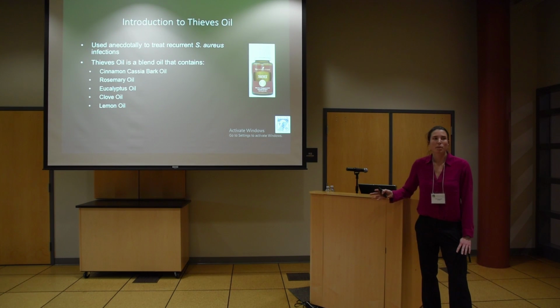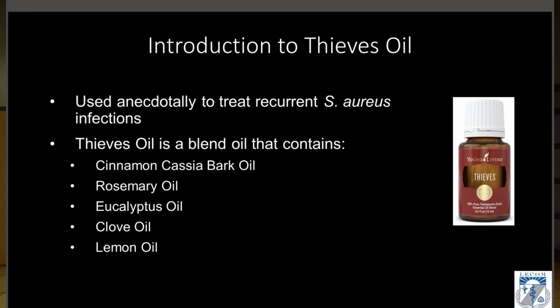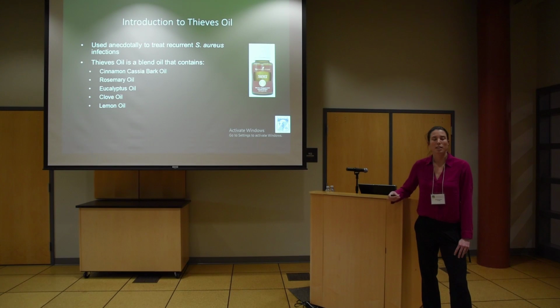Our experiment focused on thieves oil, and the reason we chose thieves oil is that it has been used anecdotally to treat Staph aureus infections. Thieves oil does have cinnamon cassia bark, and we've done previous studies on all the pure single extracts that are in our lab, and found that cinnamon cassia bark is very good at inhibiting the growth of Staph aureus. So we wanted to see if its function in a blend would have additive effects with the other essential oils in the blend, to see if it would augment its ability to inhibit the growth of Staph aureus.